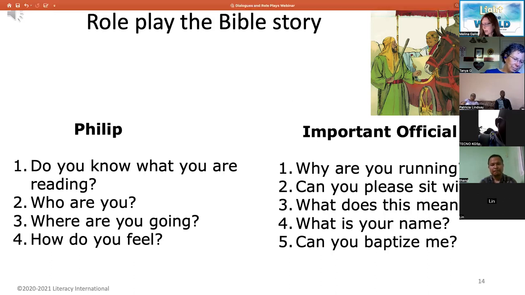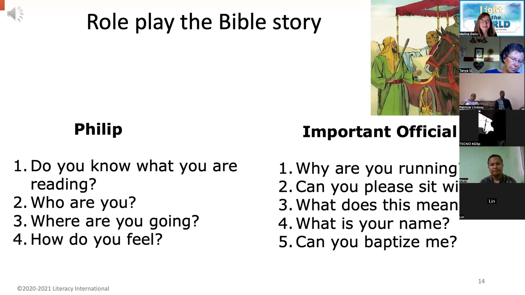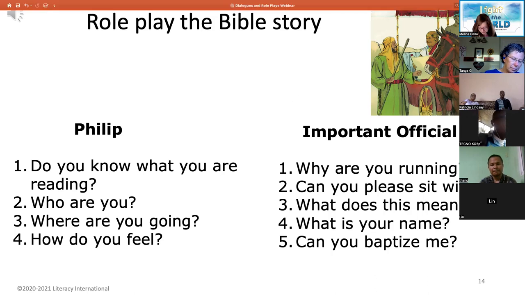Other ones that we have acted out, one of them that's always fun to do is the story of Mary and Martha. So we can brainstorm after we read that story.